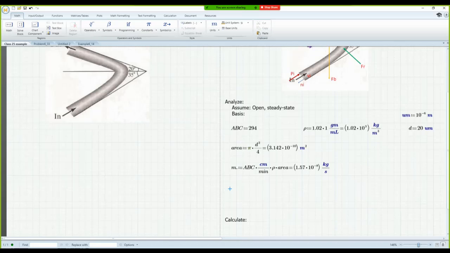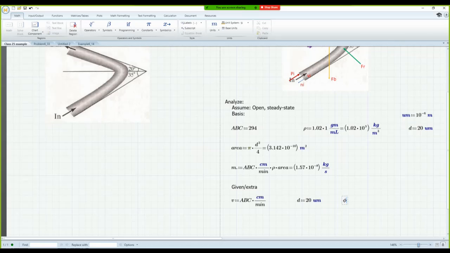So now we need any other given information. Let's put in some given information and extra if we need it. Let's look here. We are given that the velocity, we will need the velocity, is ABC centimeters per minute. I need it actually assigned here because we have some other calculations we'll do from it. We need the diameter, the 20 micrometers.